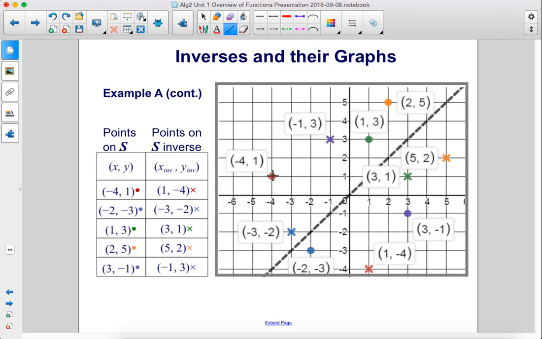Alright, so we have the circle points, which are the points on S, and the x's, which are the inverse points on S inverse. And if we draw in our dashed diagonal here, you start to notice something. You see that the points and their inverses are symmetrical over the diagonal. The way to tell that is if we draw a little line from the point to its inverse point, we see it goes over the diagonal. This line is perpendicular to the diagonal, and the length from the point to the diagonal is equal on both sides. So these points are symmetrical over the diagonal.